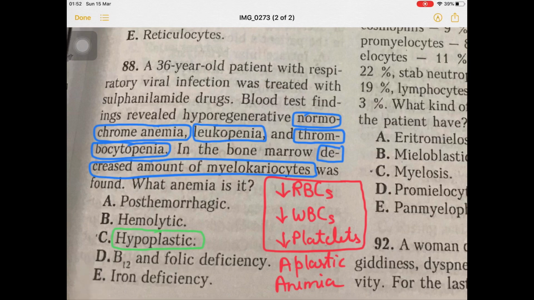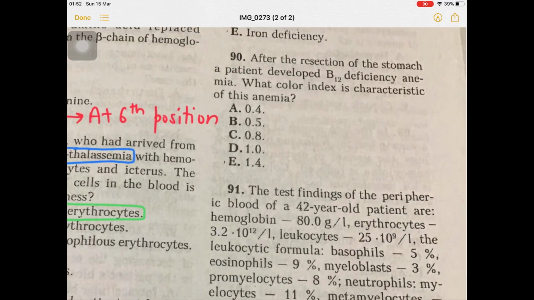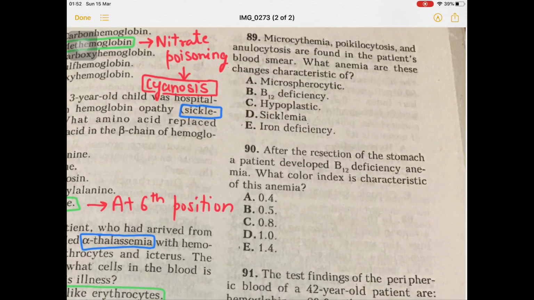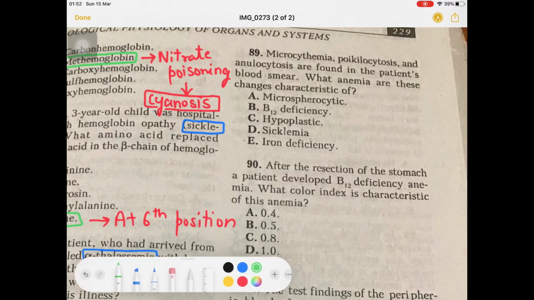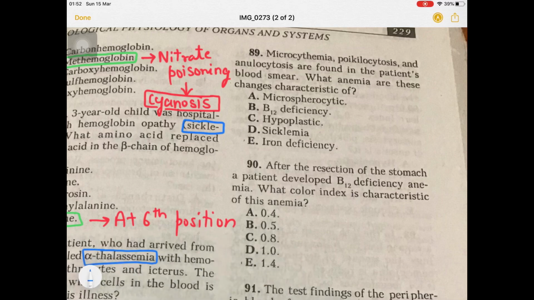Okay, moving further, now let's talk about question number 89. In question number 89 you will see that microcythemia, polycytosis, anulocytosis were found in the patient's blood smear. What anemia is characteristic for this one? Clearly I can see that they are talking about microcythemia, which means that clearly they are talking about microcytosis, which means the MCV, the mean corpuscular volume, is less than 80.